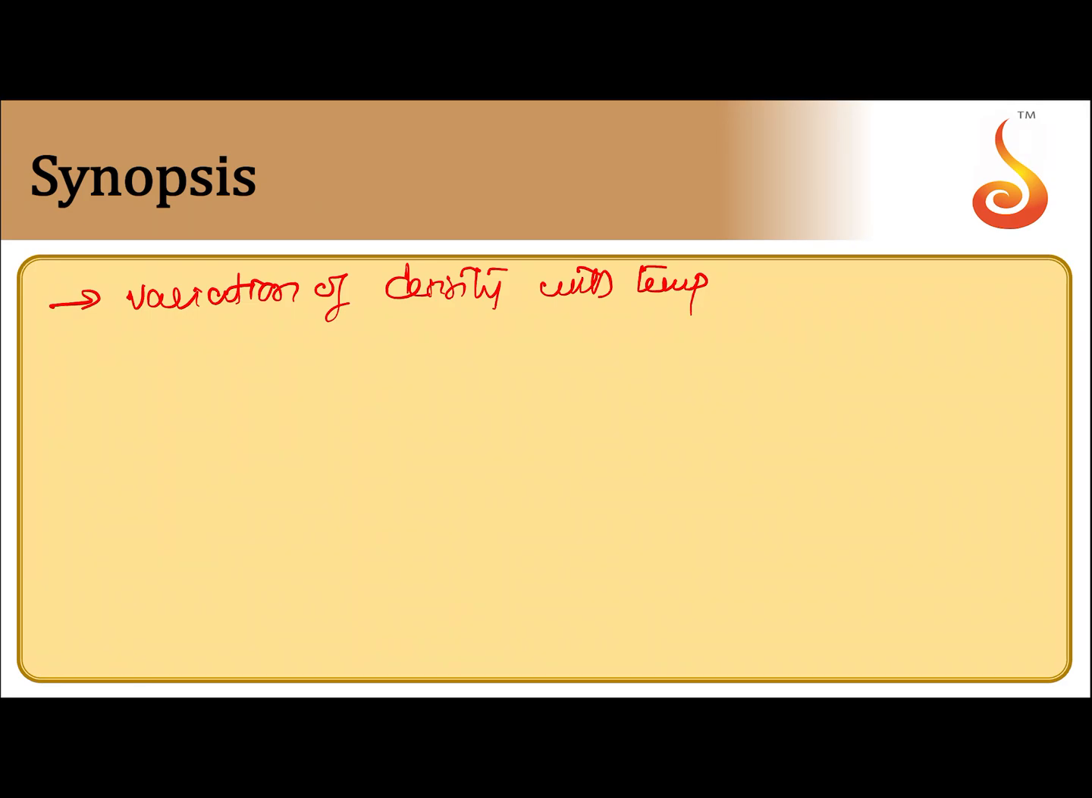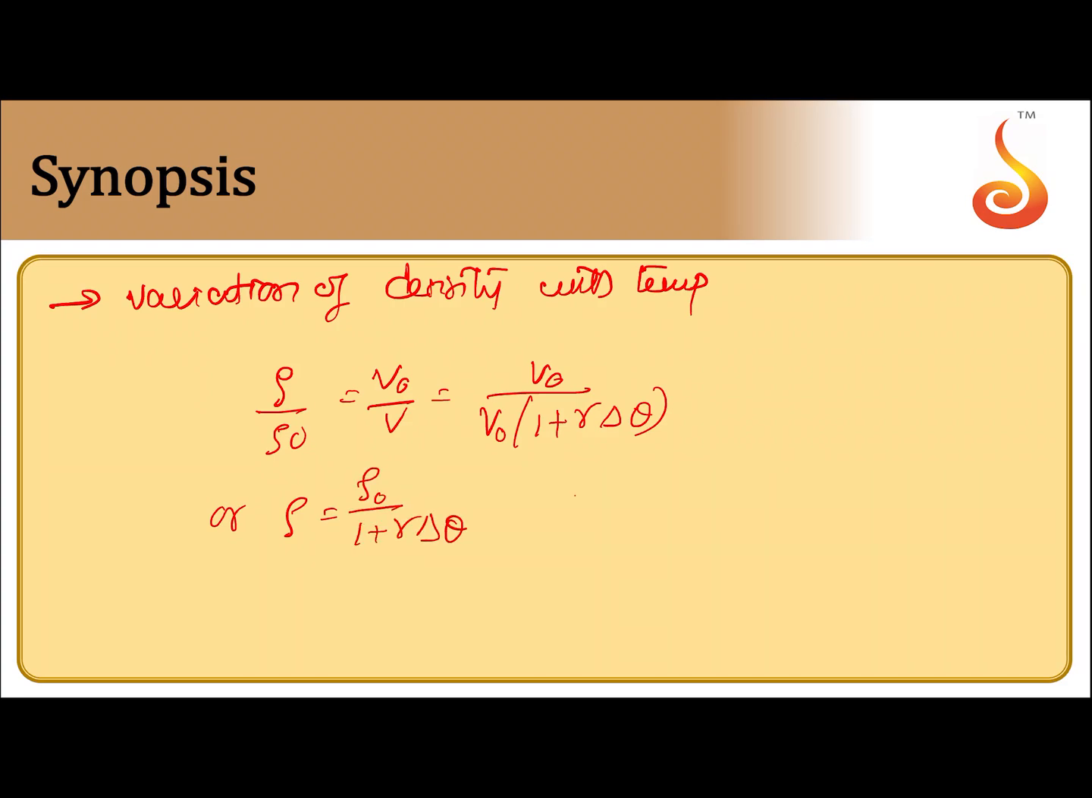Here, you know that rho by rho naught can be written as V naught divided by V. V naught divided by volume changes as given by this equation, V naught into 1 plus gamma delta theta, or rho is given by rho naught divided by 1 plus gamma delta theta. For small change in temperature we can write it as rho naught into 1 minus gamma delta theta. So over small variation of temperature, the density variation can be represented by this equation.